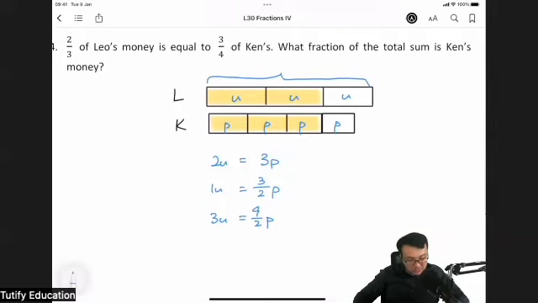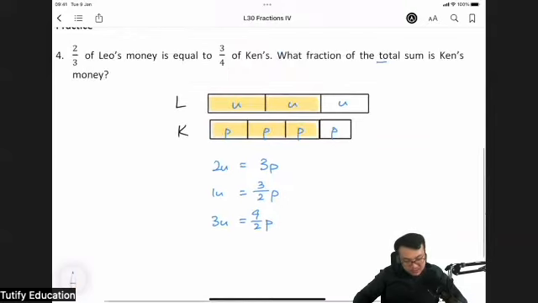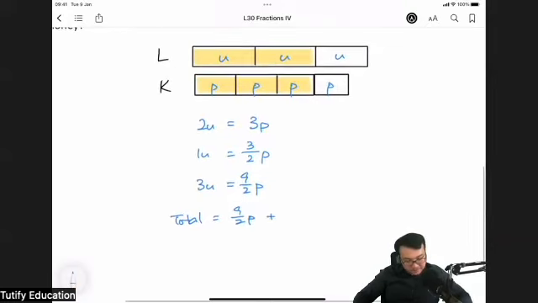Okay, look at Liu. Liu is supposed to have 9/2 parts all together. Okay. So they ask you for the total amount of money, because they're asking you what fraction of the total. So let's just try to find the total first. You take Liu, then you plus Ken. How many parts is Ken? 4. Correct, 4 parts. Now, 4 equals something divided by 2. What do you think?